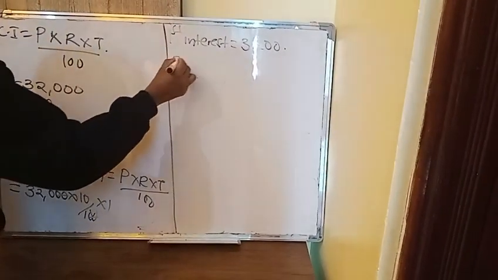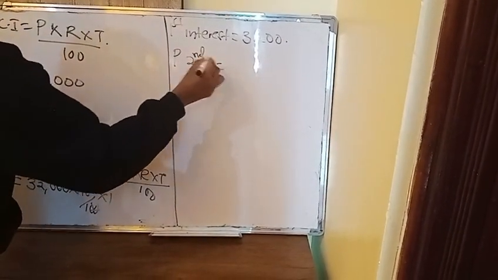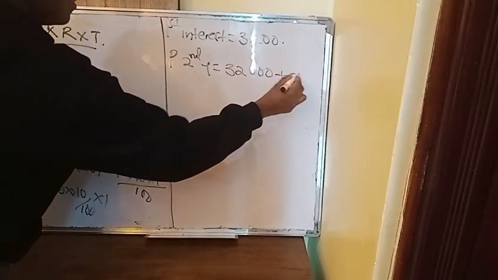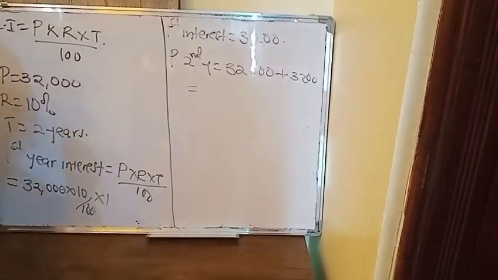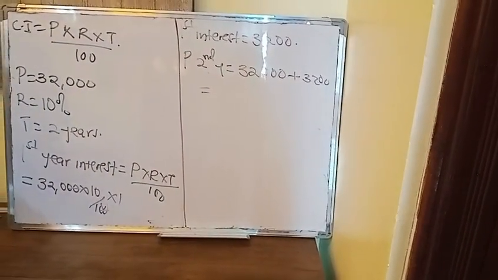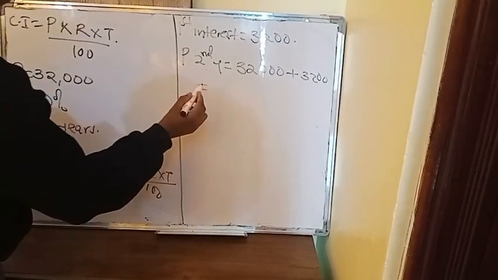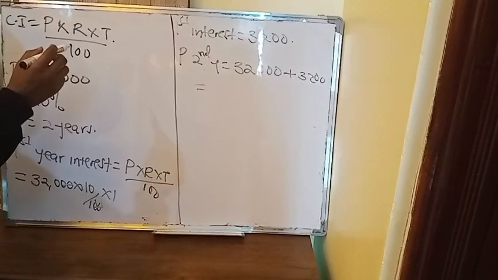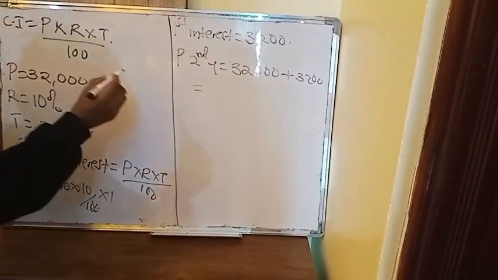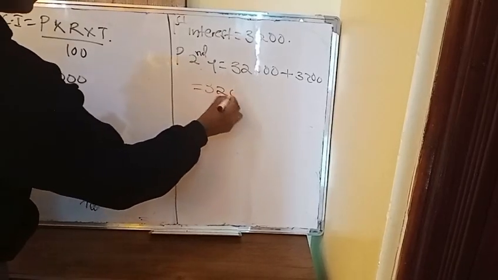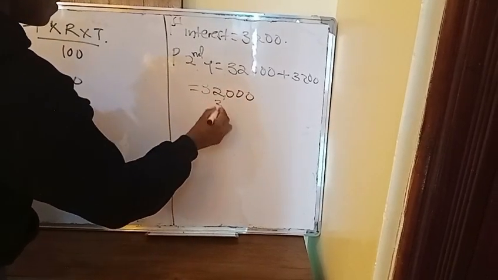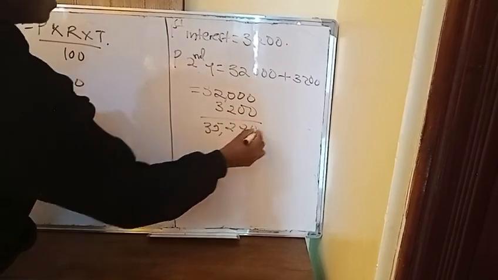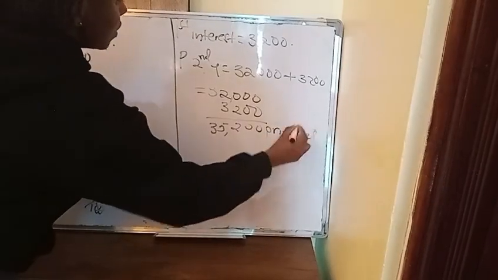To get the principal for the second year, you take the first principal, which is 32,000, plus the interest that we have got, which is 3,200. Are we together? When you add the two, 32,000 plus 3,200, it is going to be 35,200. So this now becomes our next principal. This is what we are going to use.